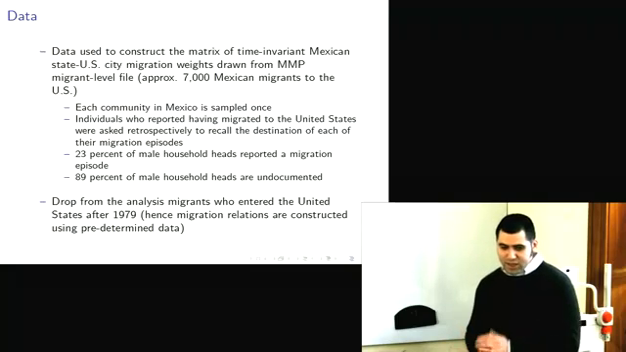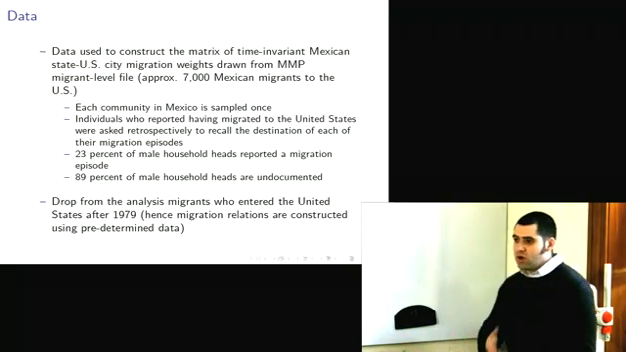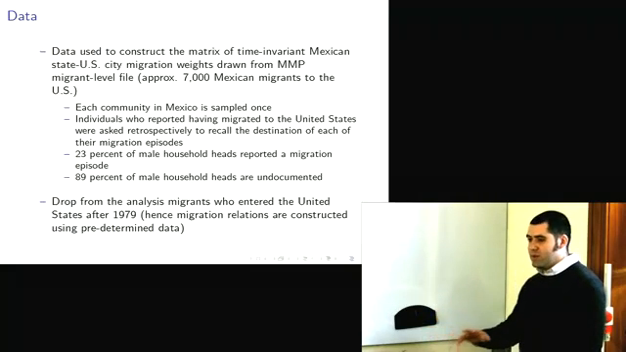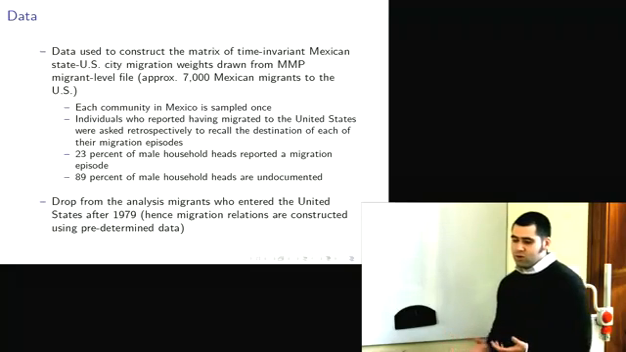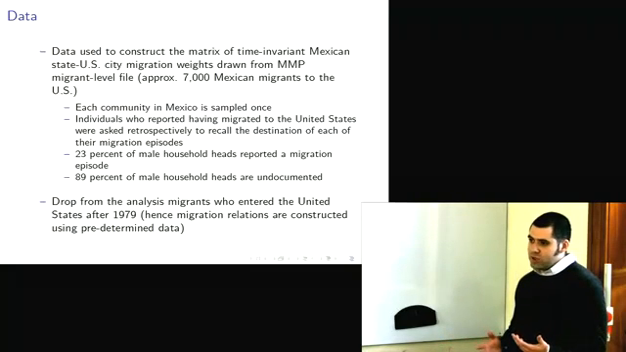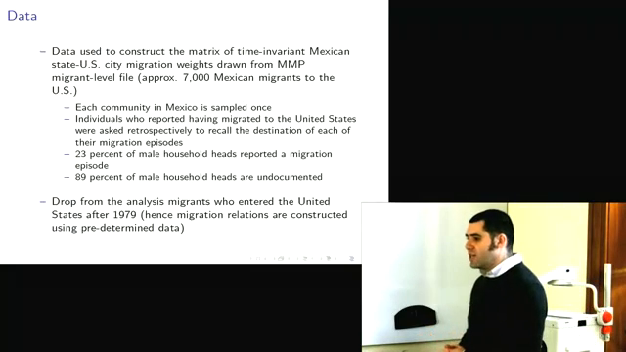If they say yes to that question, the MMP simply asks, well, where did you go? And they ask, where did you go the first time, the second time, the third time, and so on. As it turns out, no matter what migration episode we choose, we get really the same set of weights. We choose the first one. But 9 out of 10 of these guys are undocumented.